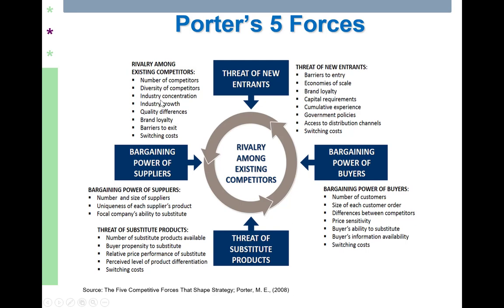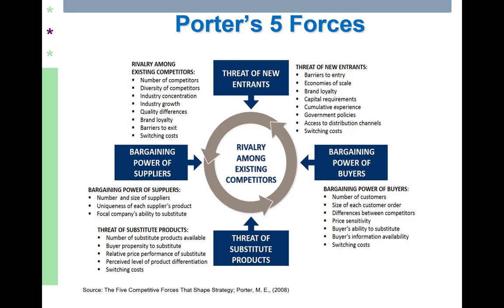And these factors among those rivalries could make a difference to McDonald's: how quickly the industry is growing, the barriers to entry, the barriers to exit. In other words, is it tough to get out, so they're going to stay in?